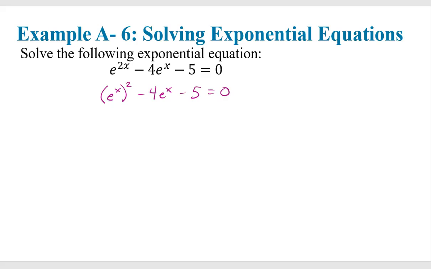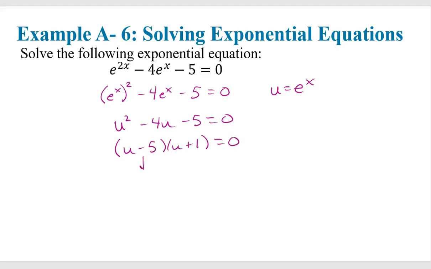So if I make the substitution that u is e to the x, then this would be u squared minus 4 times u minus 5, which we can factor, right? We would get u minus 5 and u plus 1. When we solve each of these for u, this gives u equals 5 as an answer, and this gives u equals negative 1 as an answer. But again, I am not trying to find u, I'm trying to find x. So now would be the time to put that substitution back in.